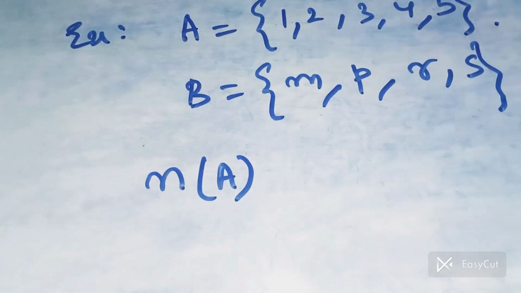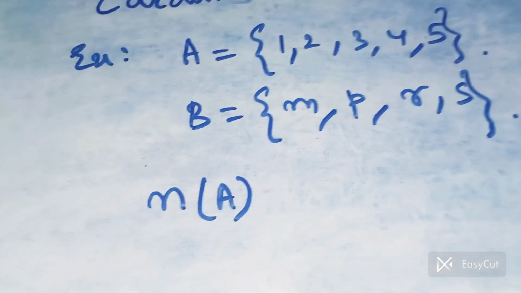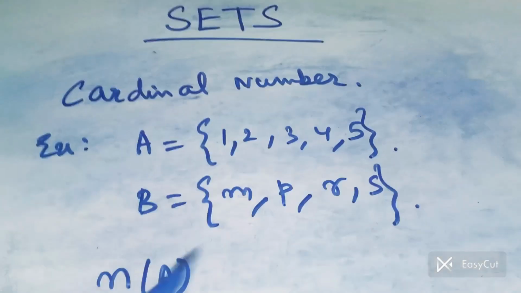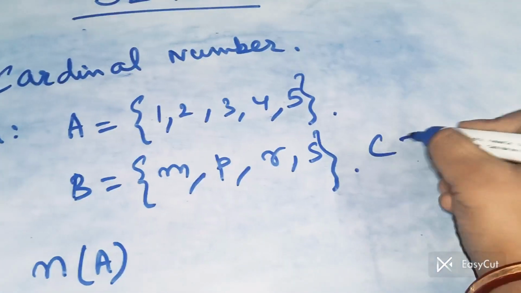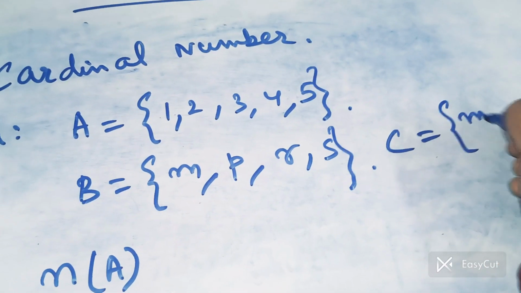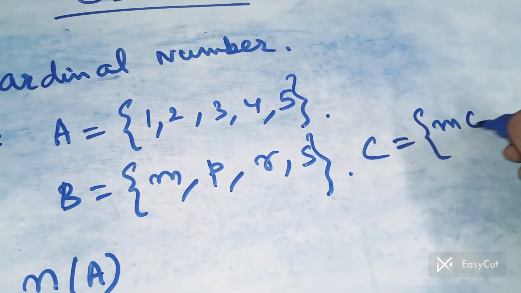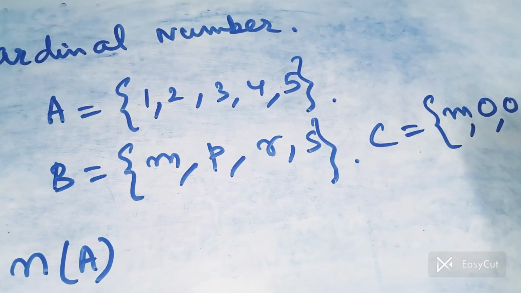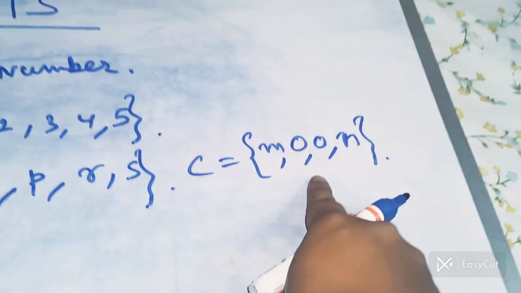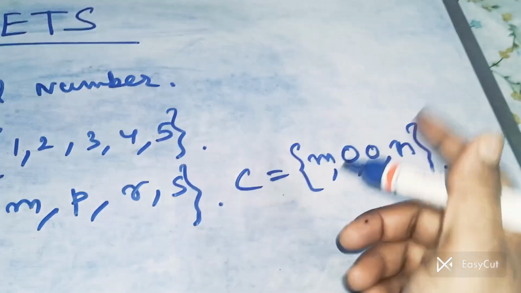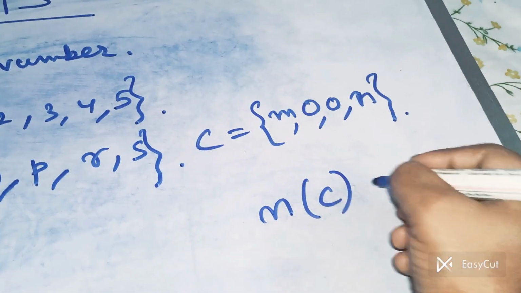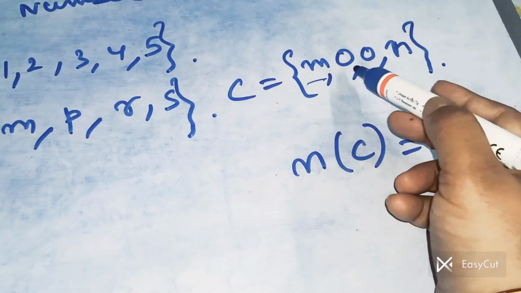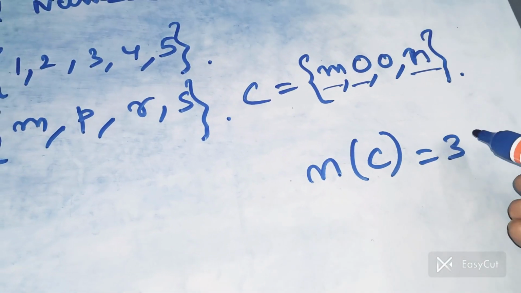The number of distinct elements in a set is called cardinal number. When I said the number of elements, I mean distinct elements, all the distinct elements. See, suppose there is another set C, the letters of the word moon. See here O is repeated. But when we write cardinal number of C, the elements are 3. 3 distinct elements. M is one element, O is another, and N is another.